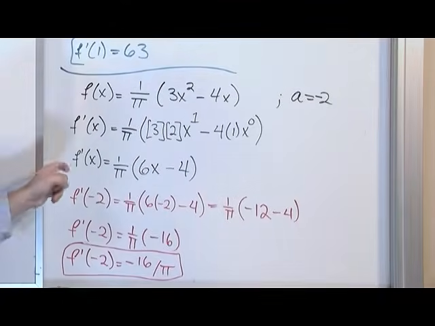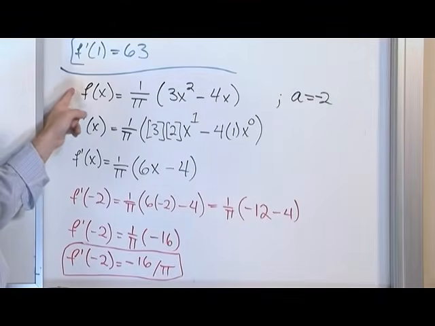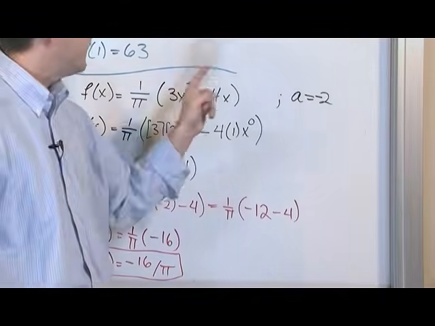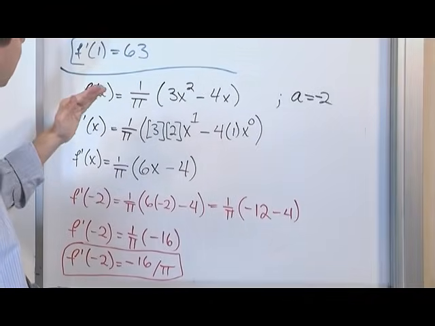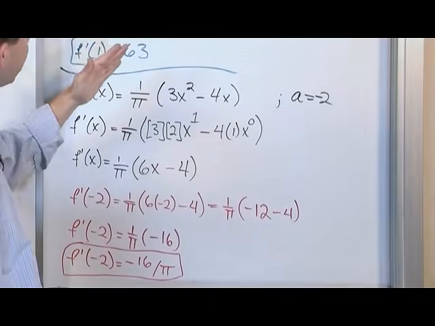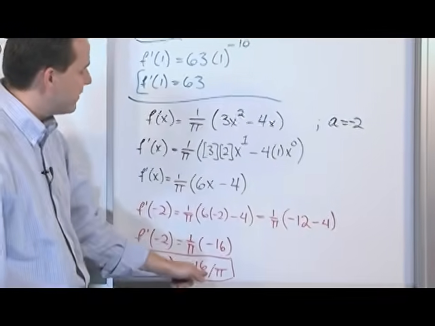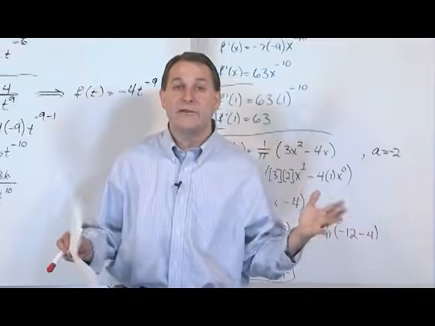So what this means is that if I look at my original curve, if I plot it, if I look over at x is equal to negative 2, and I go up to that curve and draw that tangent line at that moment, I'm going to get a slope that I can measure. That slope is going to be equal to this number here exactly. And that's what the derivative is.